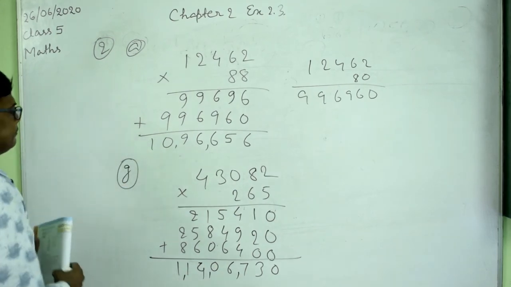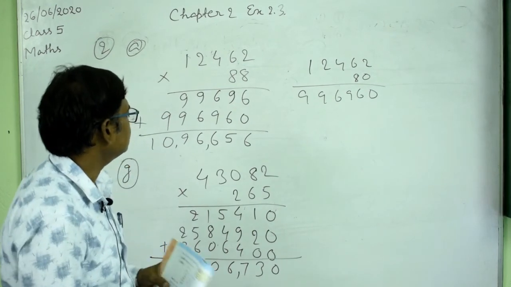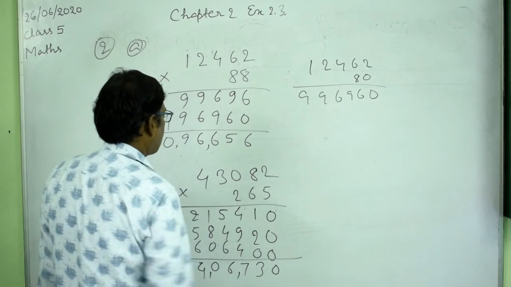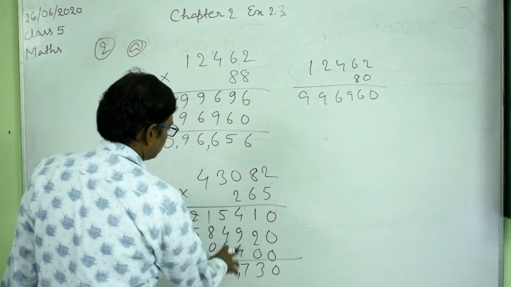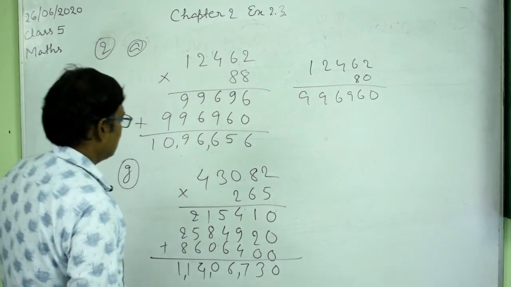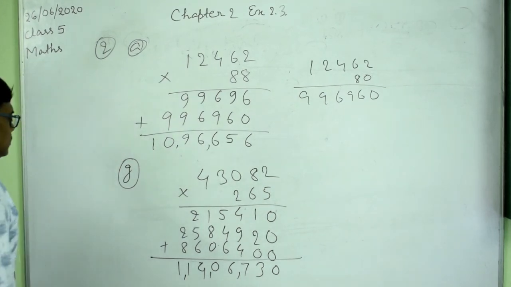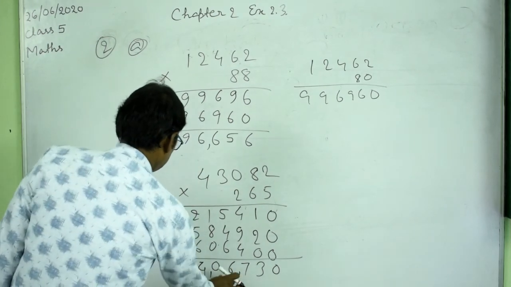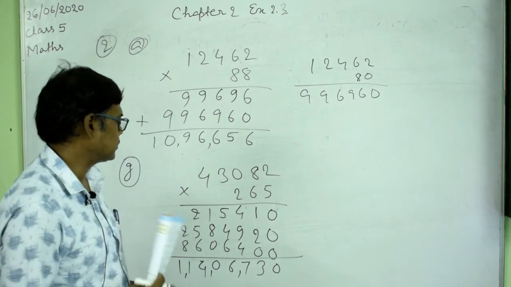This is the answer. Okay, let us see again. 5 twos are 10, yes, it is correct. So 2 plus 1, yes, so this is the right answer here, 3, 2, 2 and 1. So 1 crore 14 lakh 6,730 is the answer.